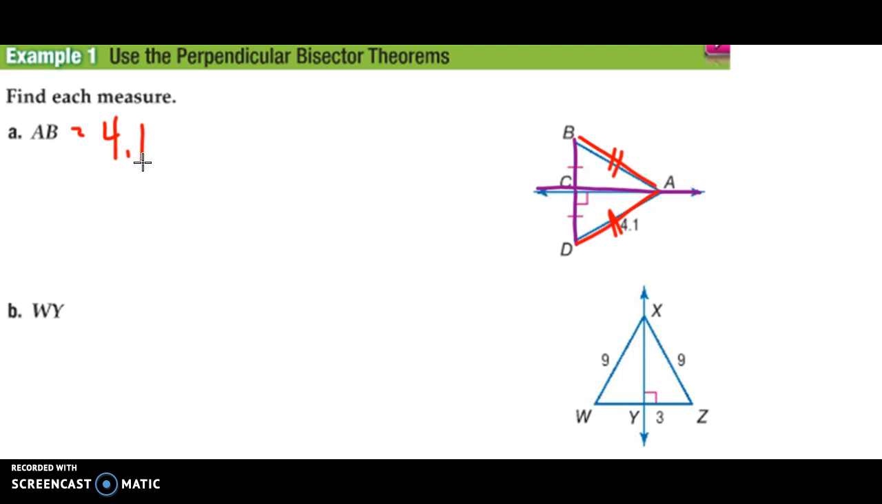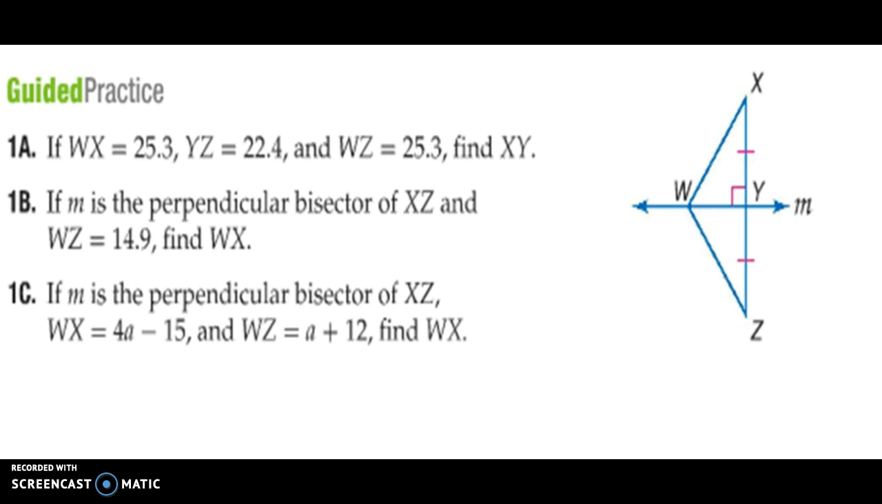Letter B, this one says that we have a perpendicular bisector. Okay? It says that XW is 9 and that XZ is 9. It also says that YZ is 3. So YW is going to have to equal 3 as well. Here's some guided practice problems. Feel free to stop it now and try the problems that are in your notes.